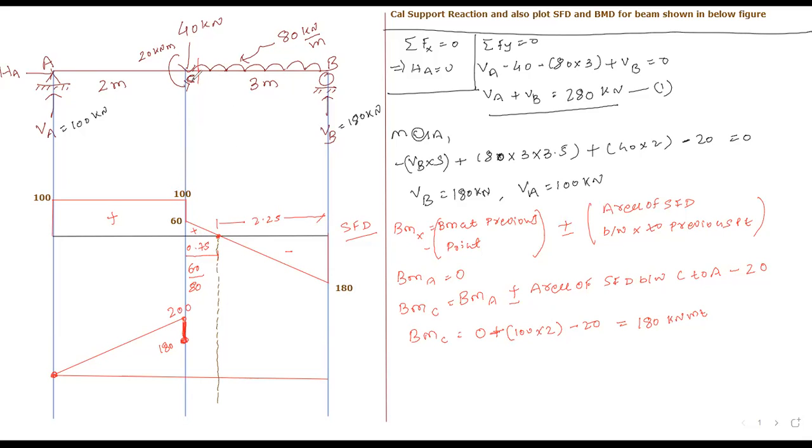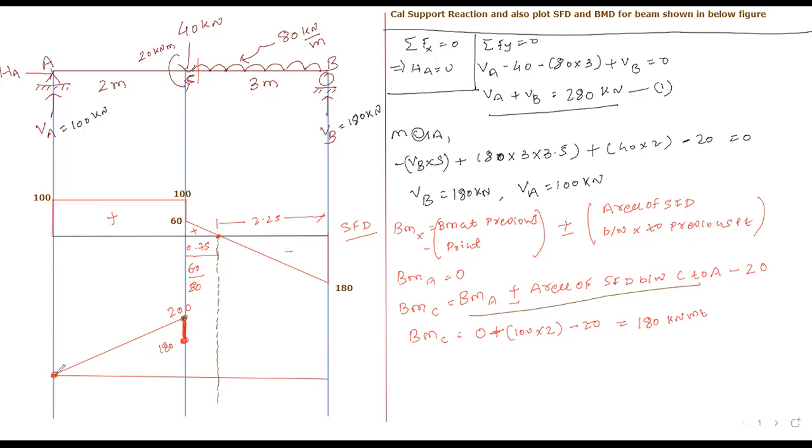So for point C, the previous point is point A. So bending moment at A plus or minus the area of the shear force diagram between C to A. Now this equation will give you a value up to point C, not on point C. You have the moment up to point C, but the moment at point C you still have to add or remove. Keep in mind, while drawing the bending moment diagram, you need to first reach point C. Clear? After reaching point C, you need to add or subtract the 20 kilonewton moment.